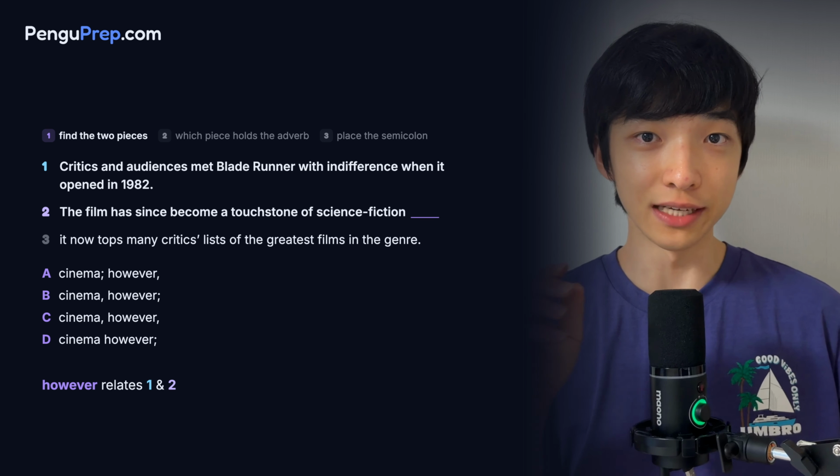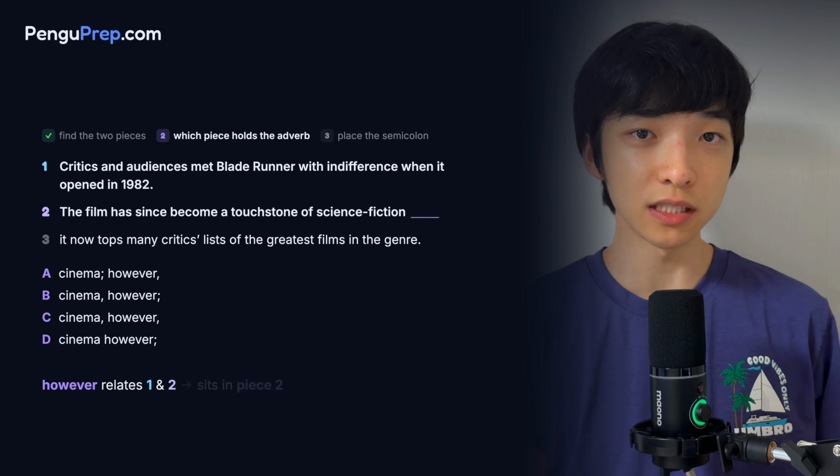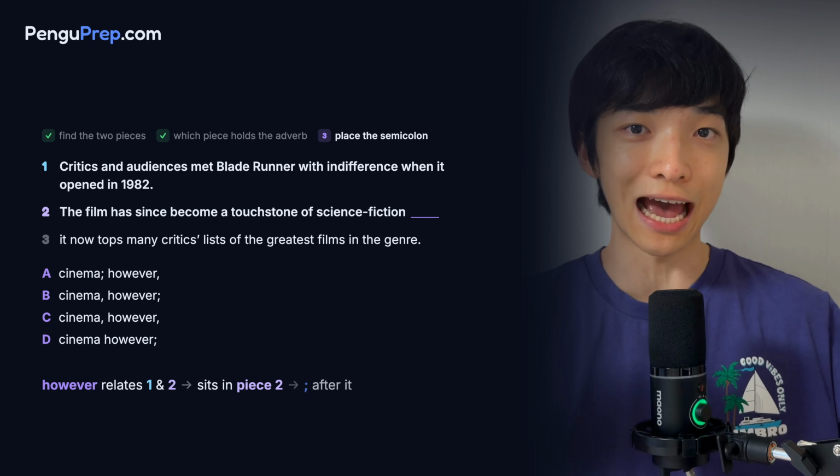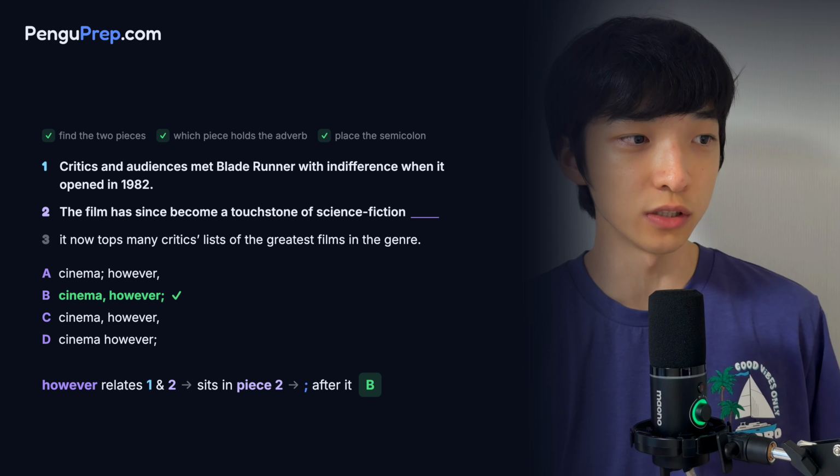For however to relate the first piece to the second piece, it must be placed in the second piece. And for that to happen, a semicolon needs to be placed after the word. So the correct answer is going to be B.